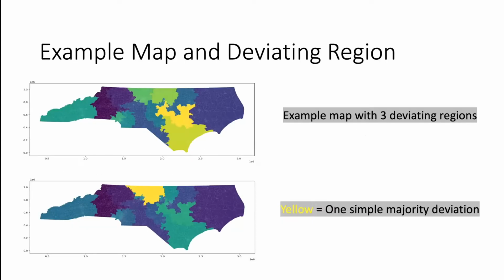So here is an example map that Recom finds. If you take all the 13,000 regions and check against this one map using the 2016 election data, it finds 3 deviating regions. And in yellow on the bottom map, I have shown one of the deviating regions. The top map and the bottom map are exactly the same. The colors are different, but the regions are the same. This yellow region at the bottom is a deviating region for this top map.